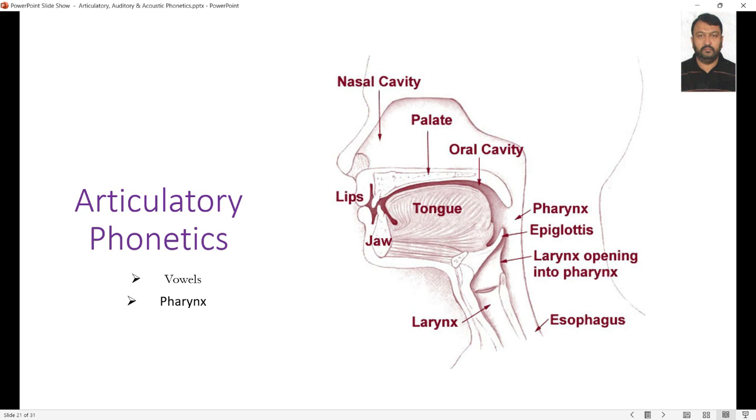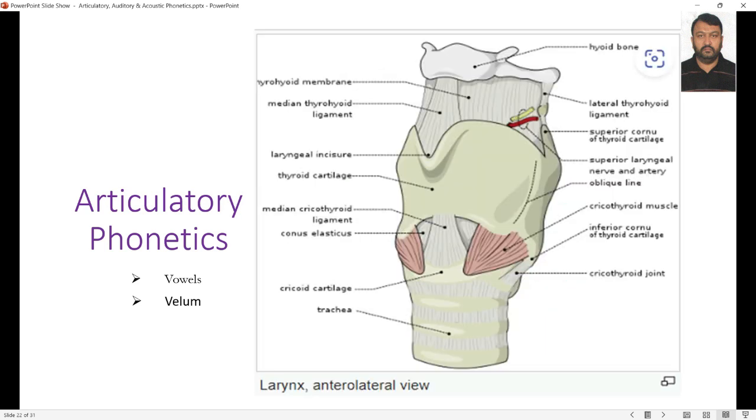Velum. The velum, or soft palate, controls airflow through the nasal cavity. Nasals and nasalized sounds are produced by lowering the velum and allowing air to escape through the nose. Vowels are normally produced with the soft palate raised so that no air escapes through the nose. However, vowels may be nasalized as a result of lowering the soft palate. Many languages use nasalization contrastively.